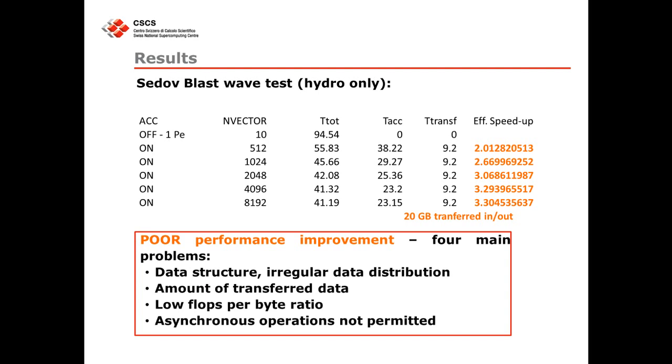So we investigated what was the origin of this problem. There are various problems. The first one, of course, again, is the data structure and the irregular data distribution. Then you also have the amount of transferred data, because you transfer all the data to the GPU and all the results back to the CPU. For this test that I'm presenting here, we have about 20 gigabytes of data transferred in and out of the GPU, and so we have an overhead of about 10 seconds that cannot be reduced by asynchronous operation, because this was not permitted by the way the algorithm has been implemented. A further problem is that we have a quite low flop per byte ratio, but this is, of course, intrinsic to the problem. It's intrinsic to the algorithm.